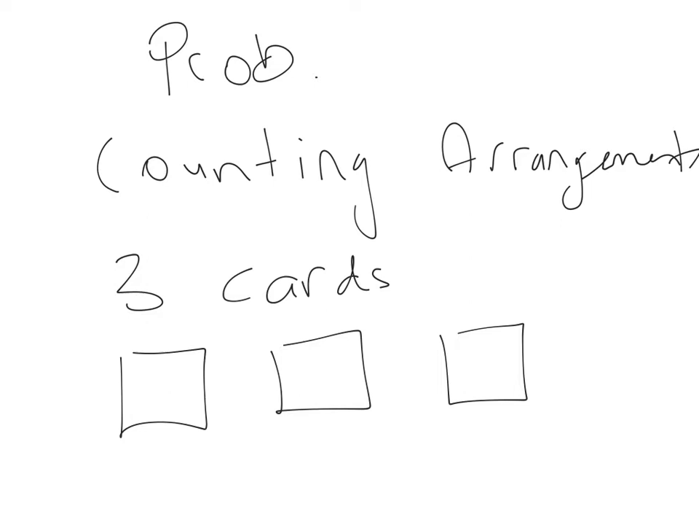How many cards can I put in the first spot? How many cards could go there? 3 of them. Any one of the 3 could go there. But if that first one goes there, how many can go in the second spot? 2. And the last one? 1. And then if we want to know the total number of arrangements, all we do is multiply all of those things together, and we get 6. So there are 6 ways I can arrange those cards.